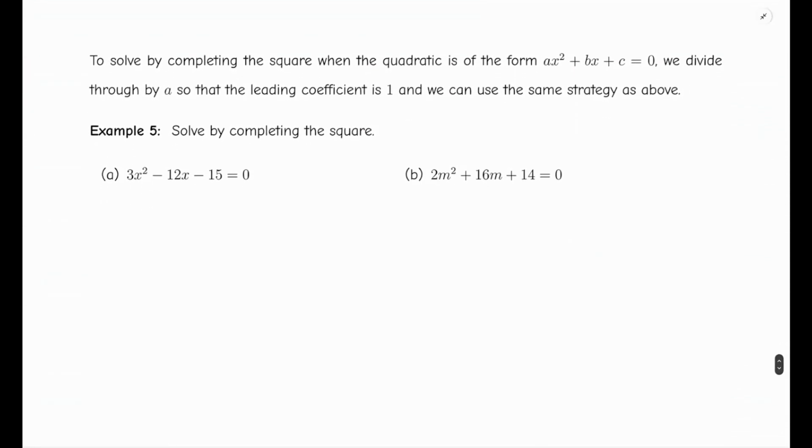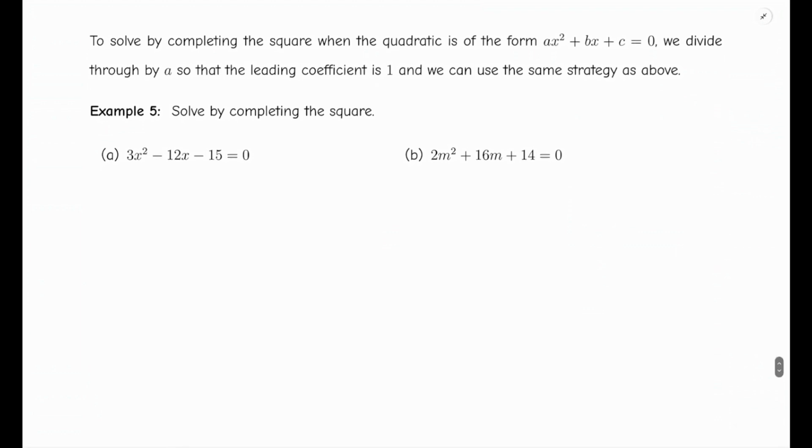To solve by completing the square when the quadratic is of the form ax squared plus bx plus c equals 0, we have to divide through by a so that the leading coefficient is 1, and then we can use the same strategy as above. So in other words, the coefficient of the squared variable always has to equal 1.